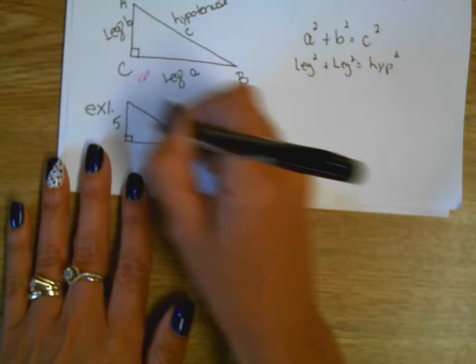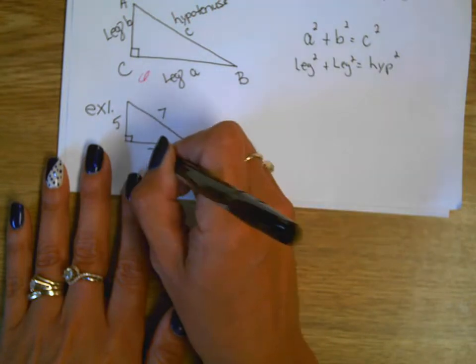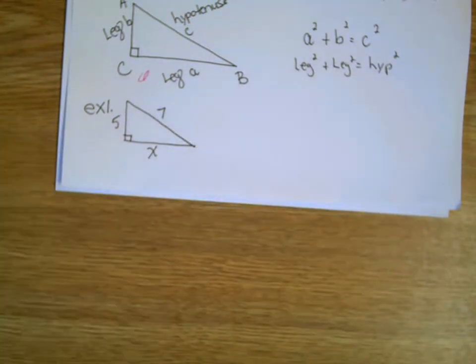We got 5, 7, and an x. Because it's a right triangle and we have one side missing, we can set up the Pythagorean theorem and crank through it to figure out that missing leg, in exact form, not decimal. We're going to practice that too.